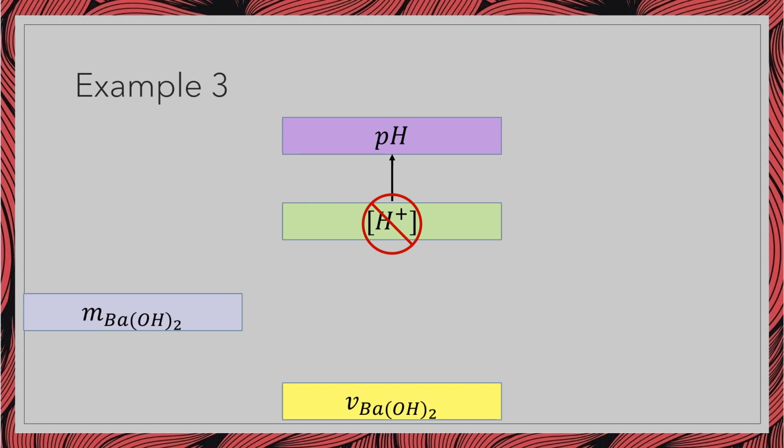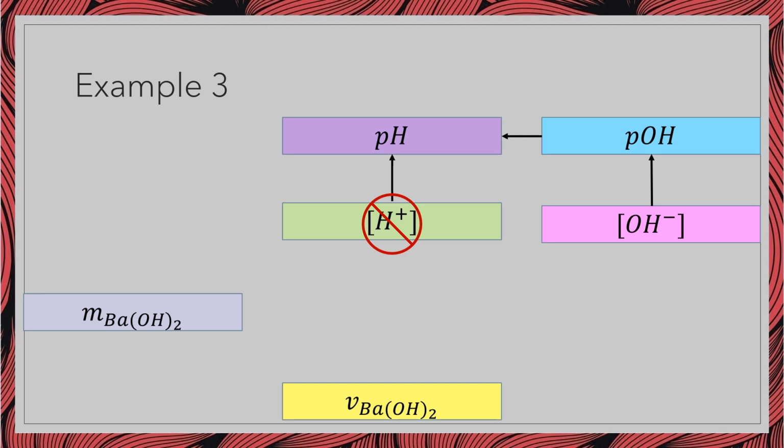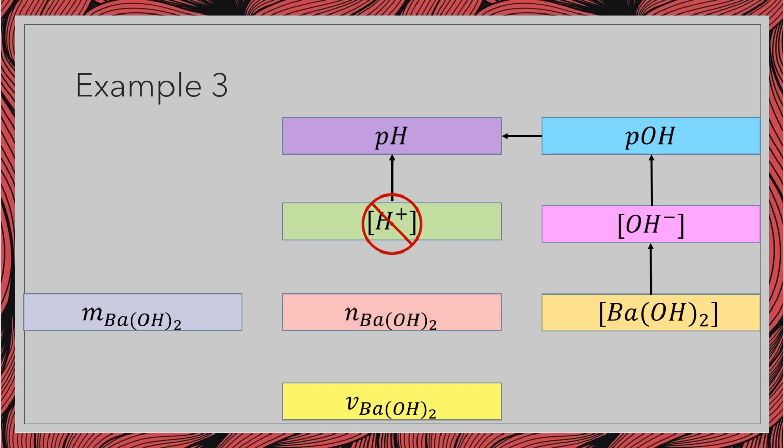The alternate way of calculating pH is using pOH, and for that we need the hydroxide ion concentration. For that we need the concentration of barium hydroxide. To get the concentration of barium hydroxide, we need the moles and the volume. And luckily we have mass. So the number of moles and the volume can give us our concentration. But first we need to find the number of moles of barium hydroxide.